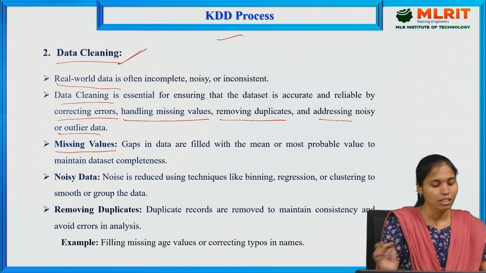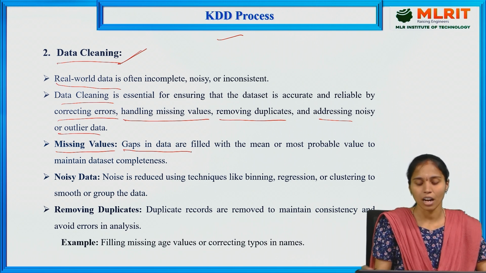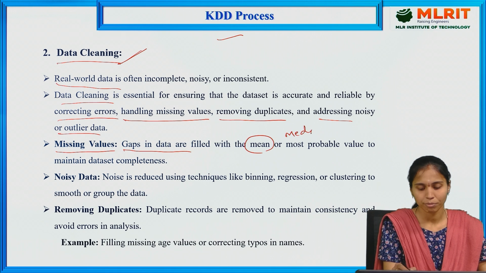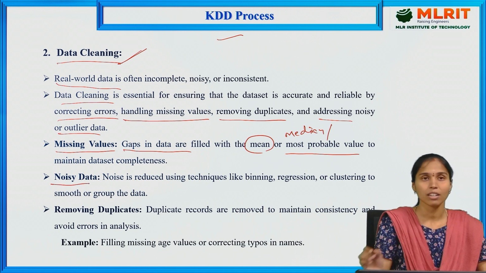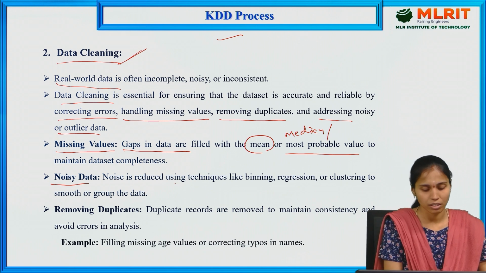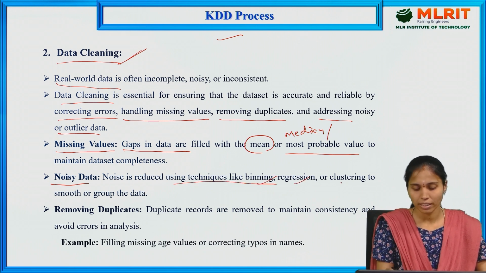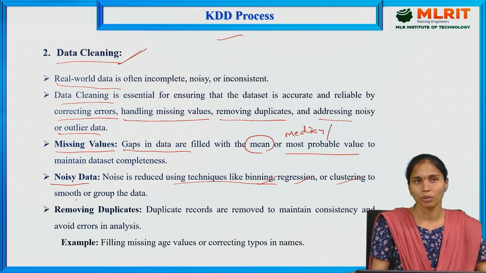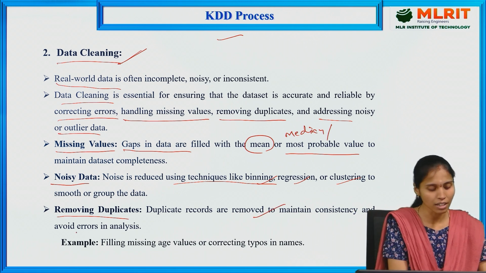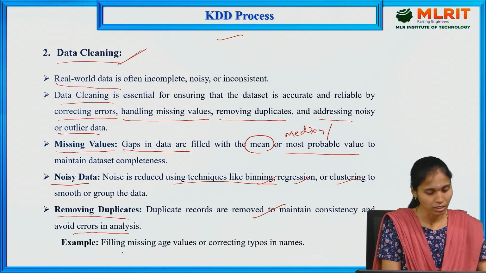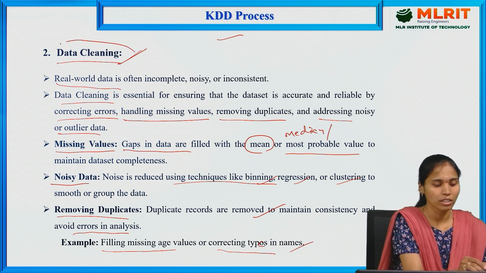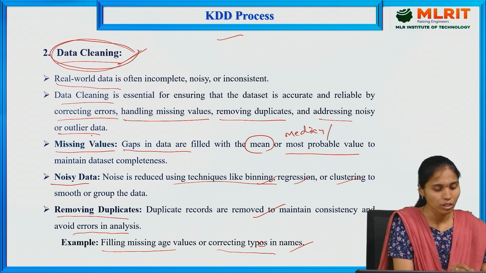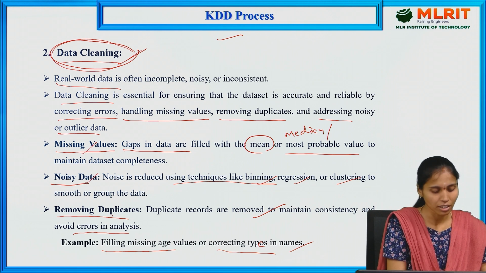So, what are missing values? Gaps in the data are filled with the mean value, median value or most probable value to maintain data set completeness. Next one is noisy data. Noise is reduced using techniques like the binning method, regression method or clustering method to smooth or group the data. Removing duplicates: duplicate records are removed to maintain consistency and avoid errors in analysis. For example, filling missing age values or correcting typos in names. So, this is about data cleaning. In data cleaning, we are removing missing values, noisy data and duplicates.